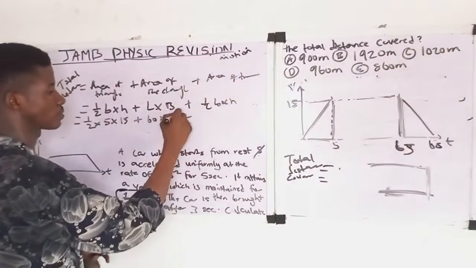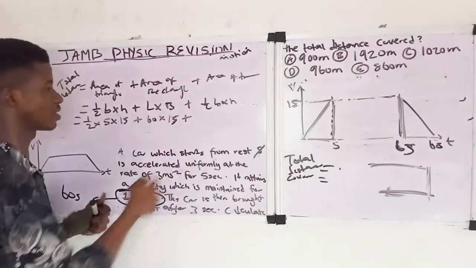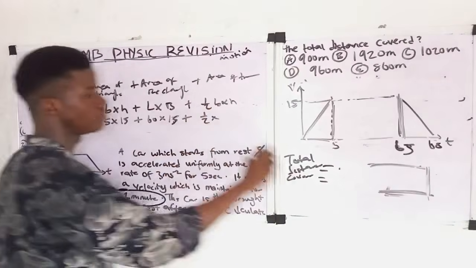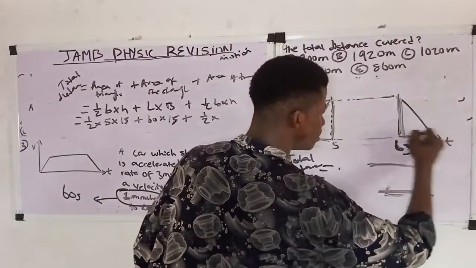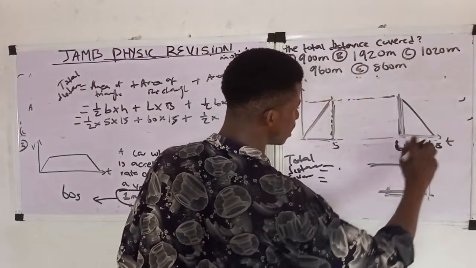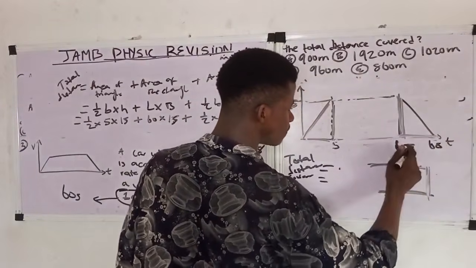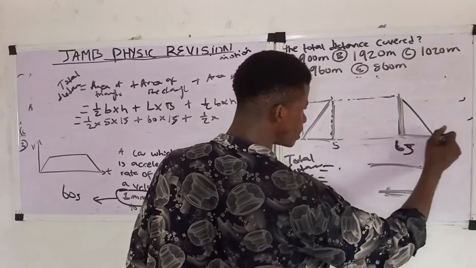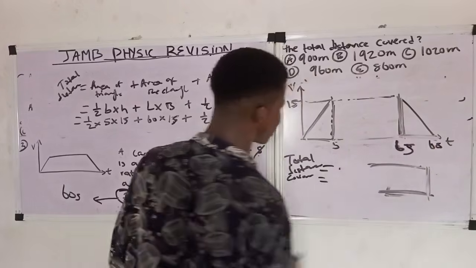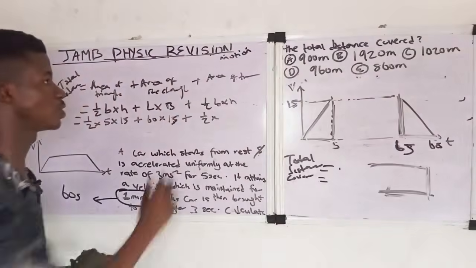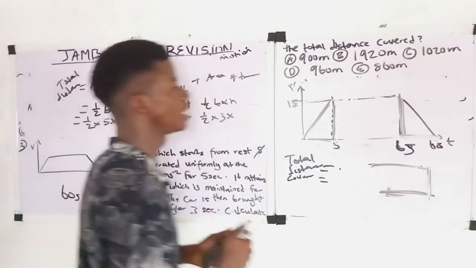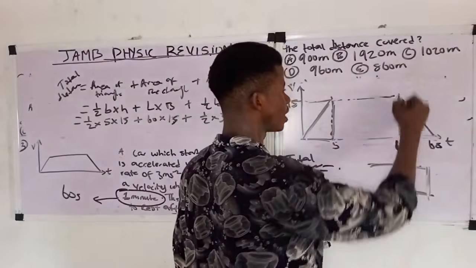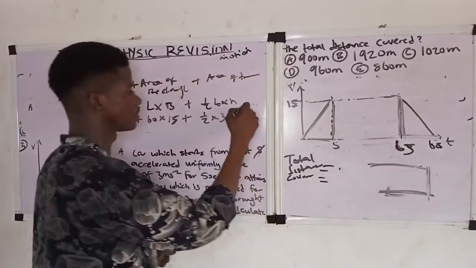Okay, then plus, now the half again, right? Half times the base. This is the base of the triangle. From 68 minus 65 is 3. So from 65 to 68, the value is 3. So the base is 3. Then times the height, from here to here, the height of the triangle. So the height is 15.